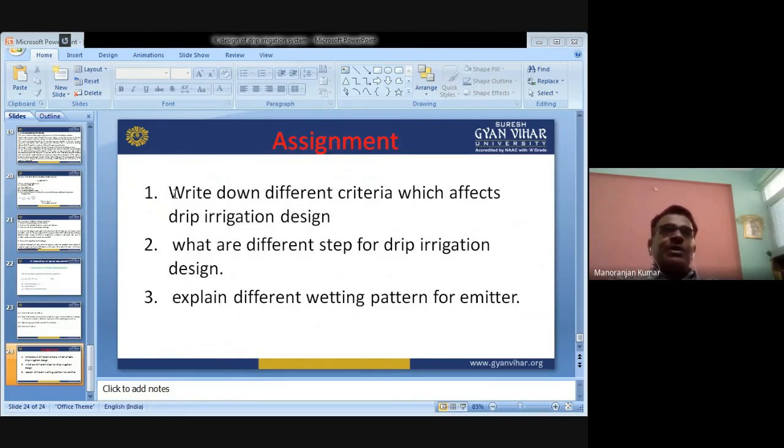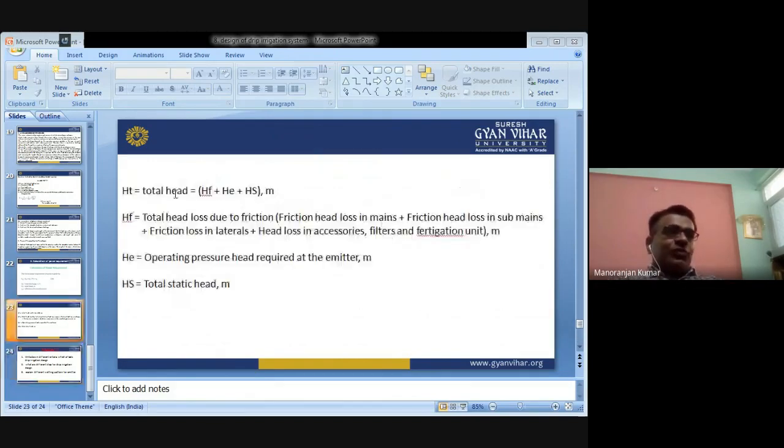Explain different wetting pattern for the emitter. Yes, we have seen the wetting pattern in the different soil, like in the clay soil, which type of emitter you should choose. The clay soil, sandy soil, loam soil. Okay, so we have discussed all these things in this topic. So this is all about today's topic.